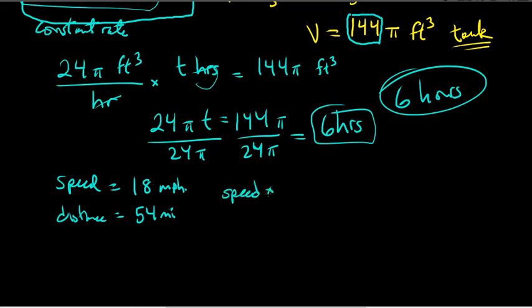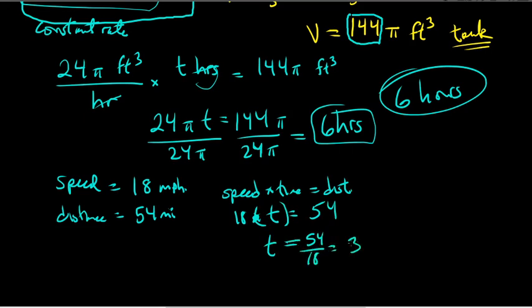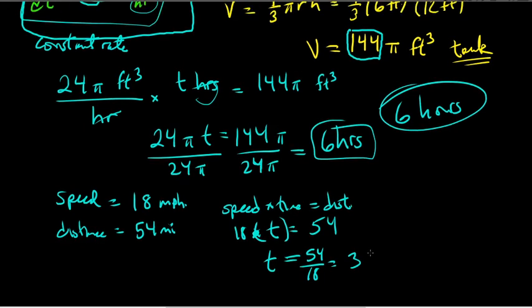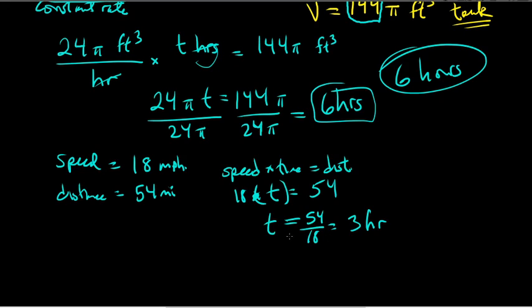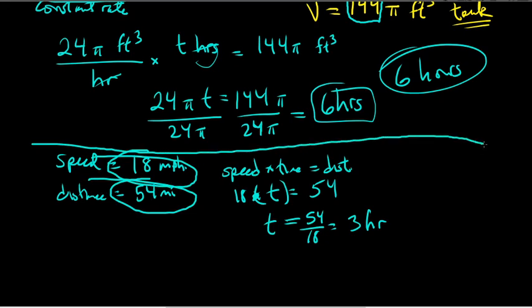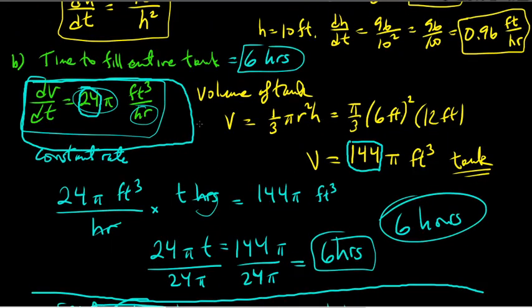Speed times time equals distance. Right? So 18 times t is equal, sorry, that's not an x, that's a times. Just do it that way. Equals 54. So t is just 54 divided by 18, which I think is 3, if I did that right. Just double checking, yep. So in this case, it takes 3 hours to travel 54 miles if you're going 18 miles per hour. Sorry, pen is a little jittery here. So that's the idea. It's the same idea as for volume and time and the rate of change of volume.